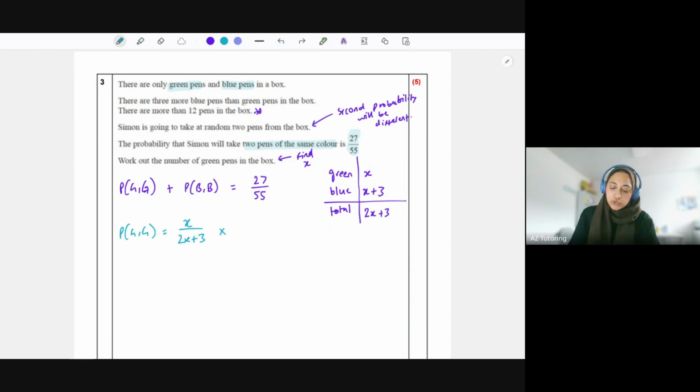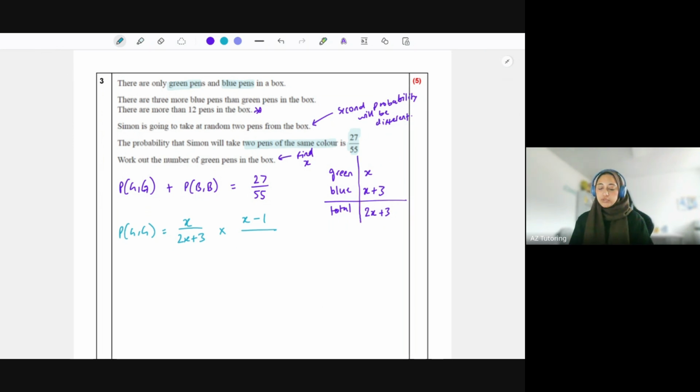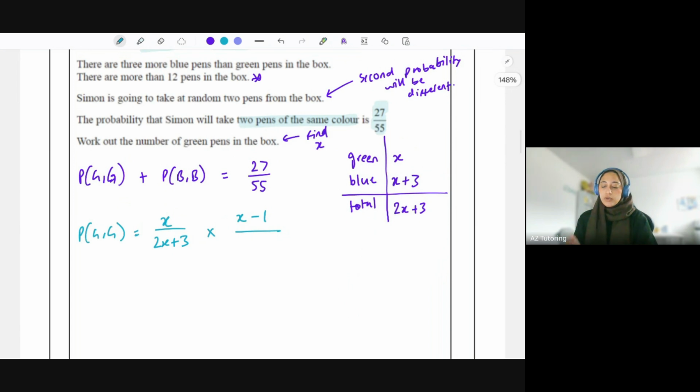But in the same choice, so in probability of green, green, you times. Okay, so for the first one, it's X over 2X plus 3. But because we've taken 1 green out of the box, we've got 1 less green in the box. So we don't have X anymore, we've got X minus 1. And again, the total's no longer 2X plus 3, it's 1 less, it's 2X plus 3 minus 1, which gives us 2X plus 2. Okay, so that's what we've got for this.